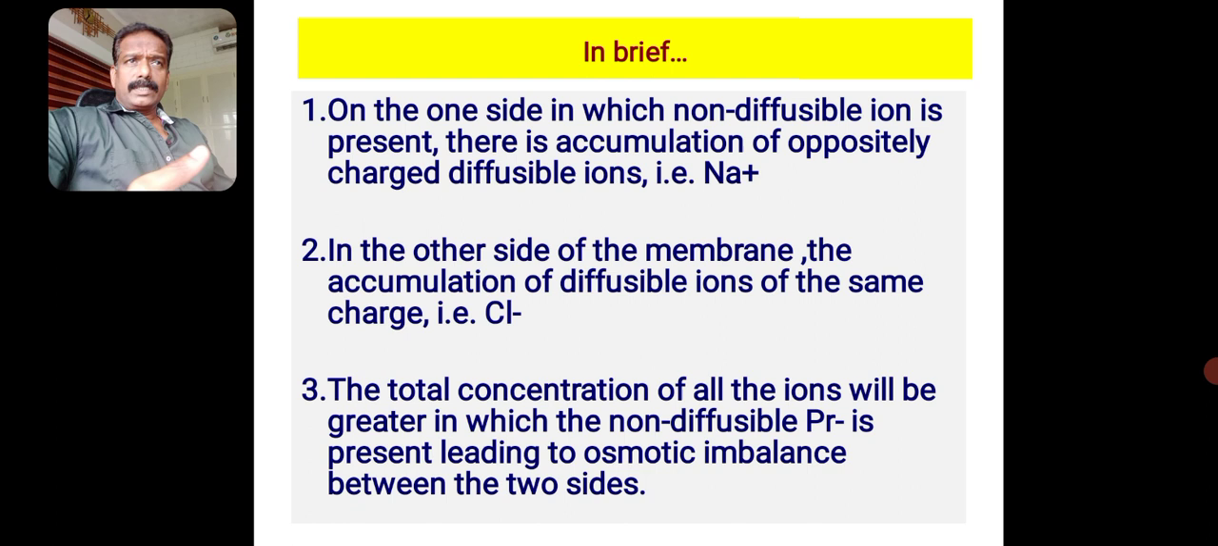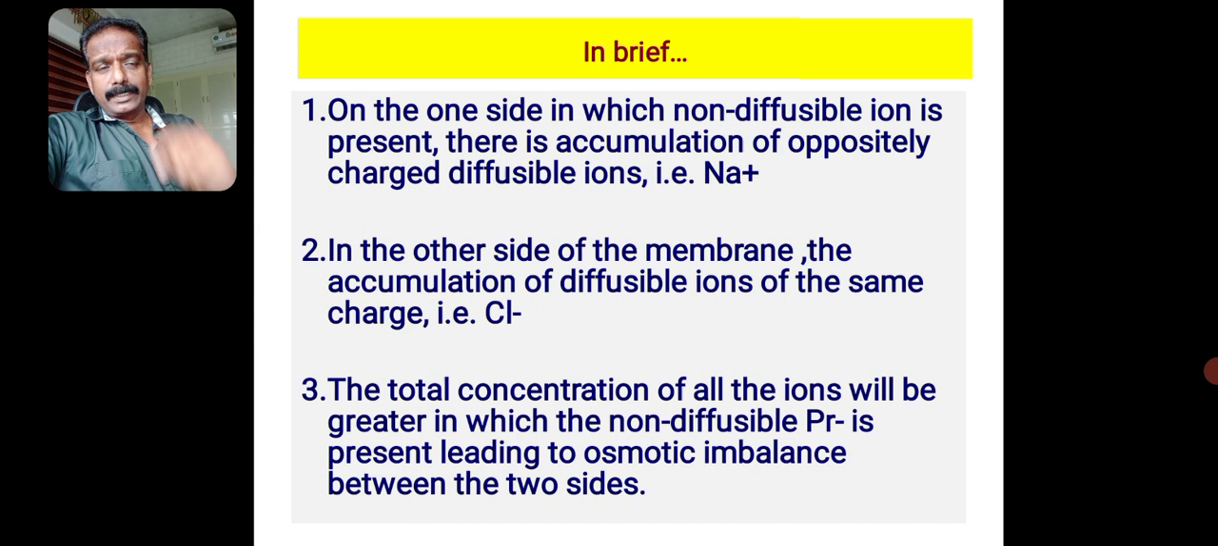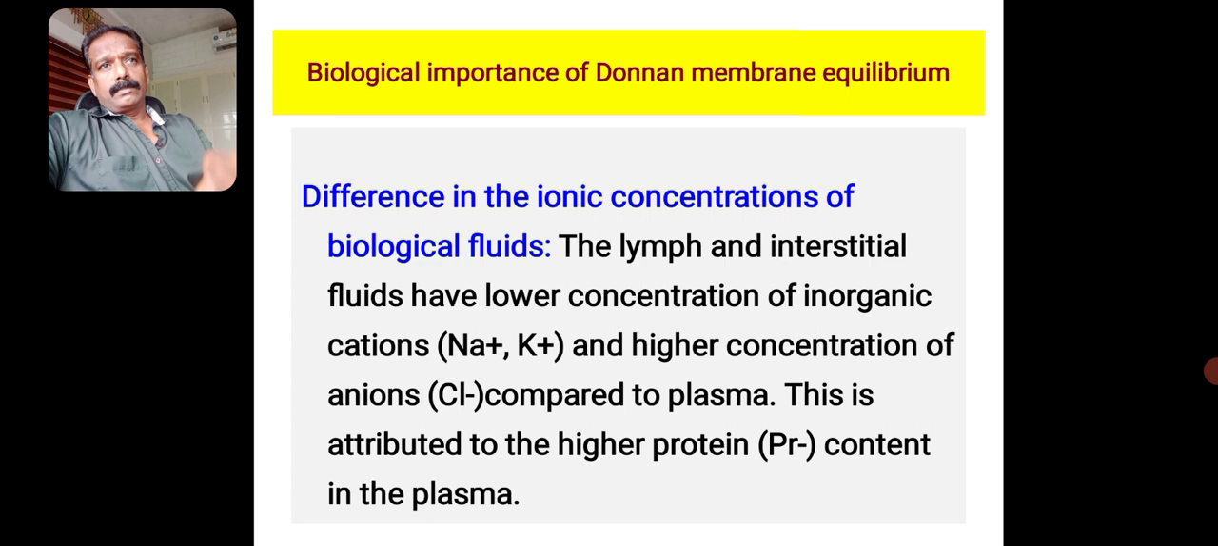What are the applications of Donnan membrane equilibrium in biological systems? We know that body fluids have different pH. The blood pH is around 7.35 to 7.4, whereas the pH of saliva is slightly acidic, in the range of 6.5 to 6.8. The sweat pH is different from the pH of tears. The gastric juice has a pH of 1.5 to 2.0. These are explained on the basis of Donnan membrane distribution.